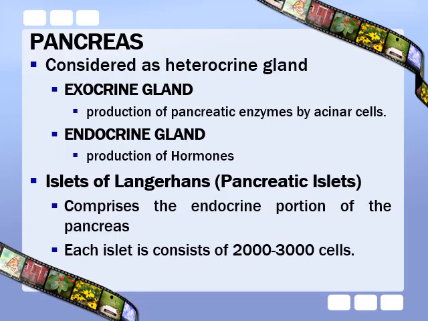So the pancreas, it is also considered as heterocrine gland. Bakit? Pwede siyang maging exocrine gland and endocrine gland. Exocrine, it produces pancreatic enzymes by acinar cells. Tapos ang endocrine gland naman is yung production niya ng hormones. Islet of Langerhans, or the pancreatic islet, comprises the endocrine portion of the pancreas. So each islet consists of 2,000 to 3,000 cells.